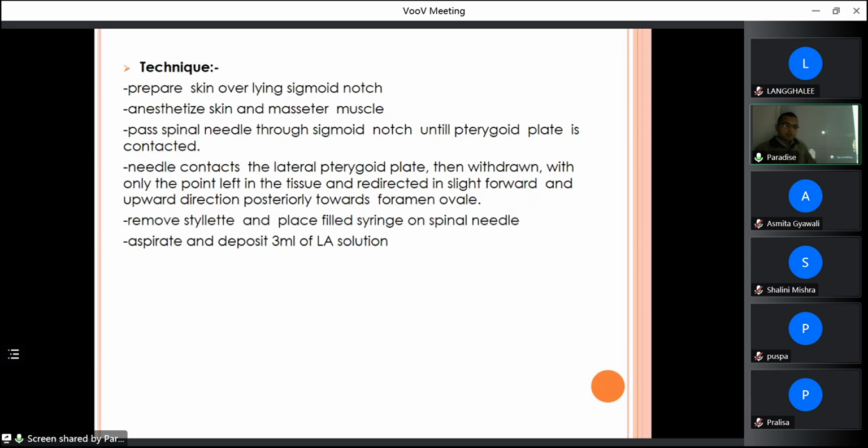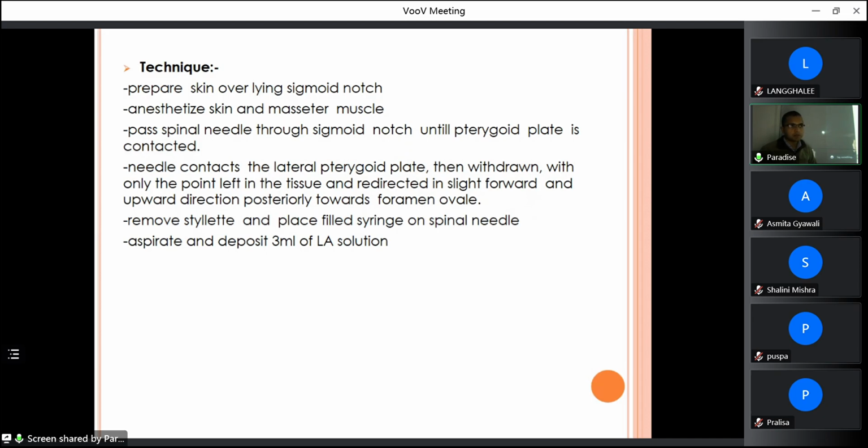The technique is to prepare the skin overlying the sigmoid notch, anesthetize the skin and masseter muscle, then pass a spinal needle through the sigmoid notch until the pterygoid plate is contacted. Once the needle contacts the lateral pterygoid plate, then withdraw with only the point left in the tissue and redirect in a slight forward and upward direction, posteriorly towards the foramen ovale. Remove the stylet, place a filled syringe on the spinal needle, aspirate, and deposit about 3 ml of local anesthesia.